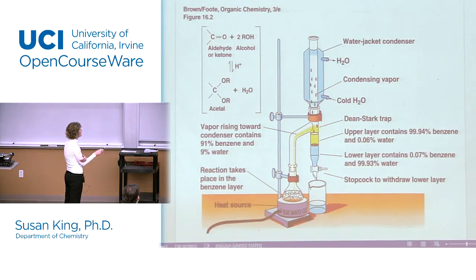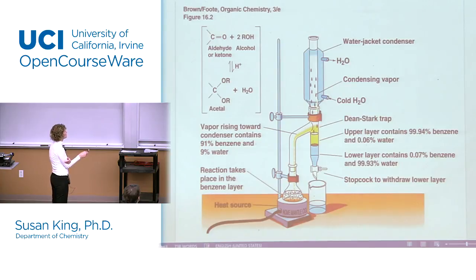And so it comes up here, and then it goes into this condenser right here, right? So once it condenses, the benzene and the water don't mix anymore, do they? They form a separate layer. So what happens is it comes down here, and it drips down in here. What's more dense, benzene or water? Water goes to the bottom.